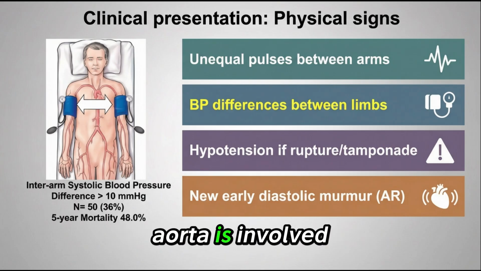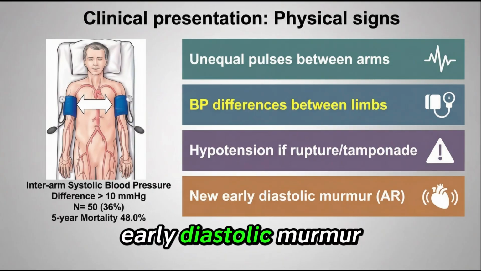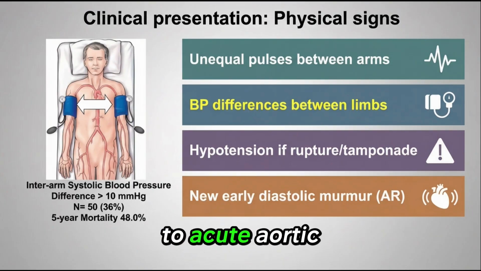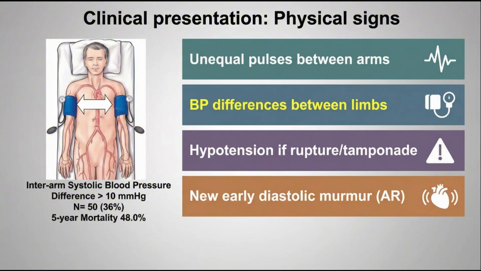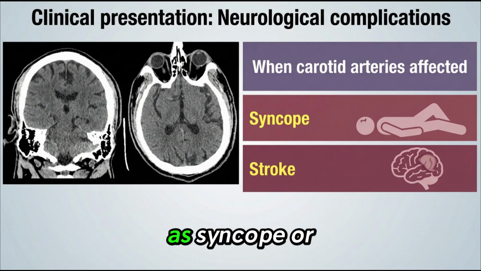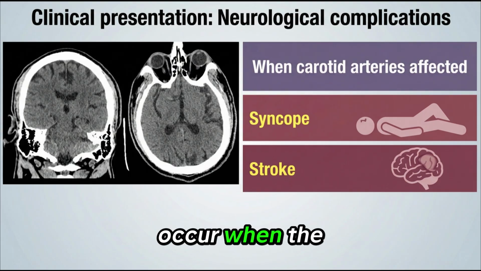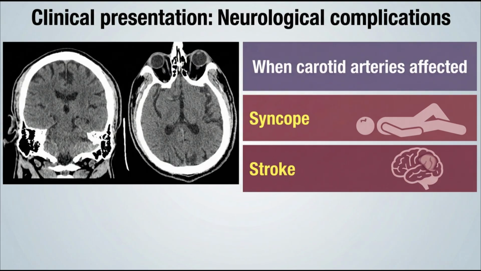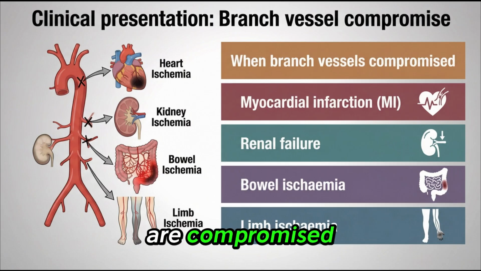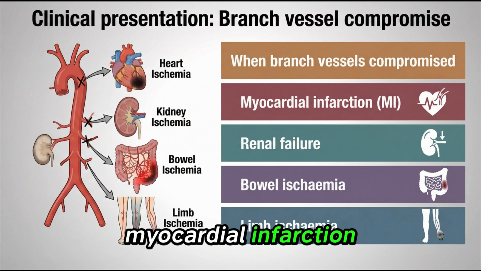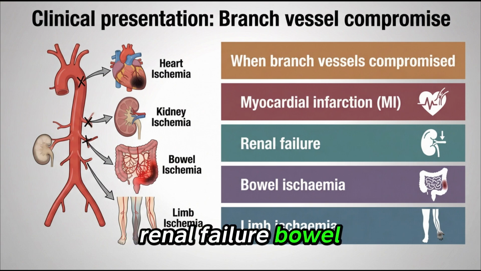If the ascending aorta is involved, a new early diastolic murmur may appear due to acute aortic regurgitation. Neurological symptoms such as syncope or stroke occur when the carotid arteries are affected. If branch vessels are compromised, you can see myocardial infarction, renal failure, bowel ischemia, or limb ischemia.